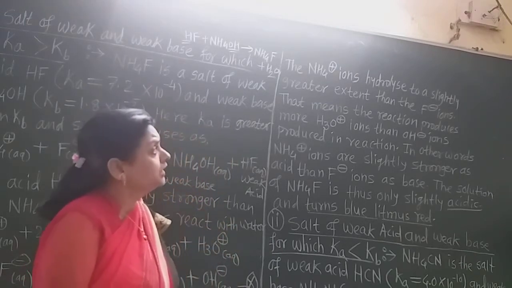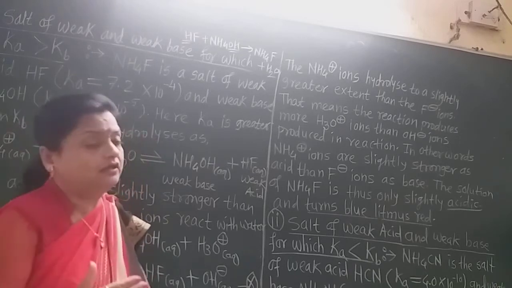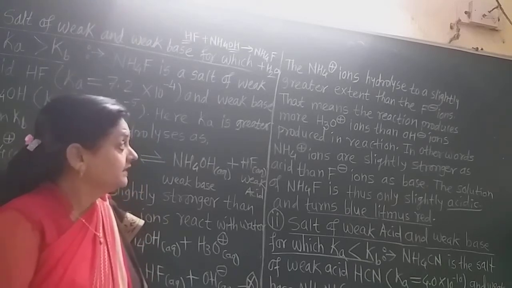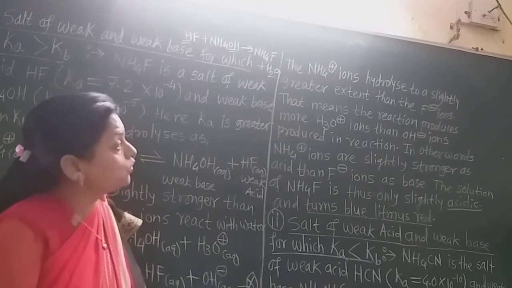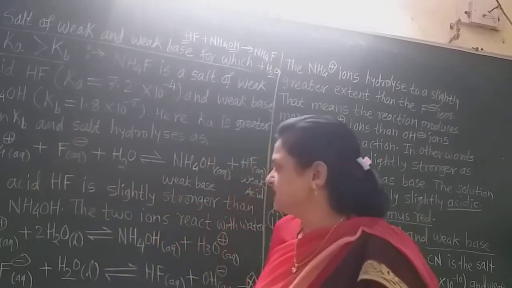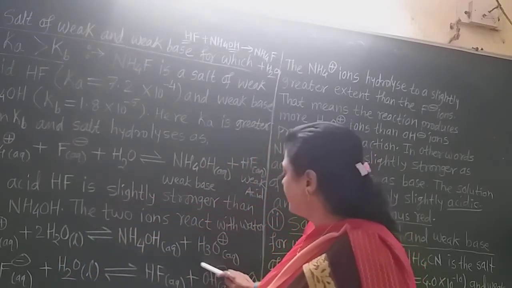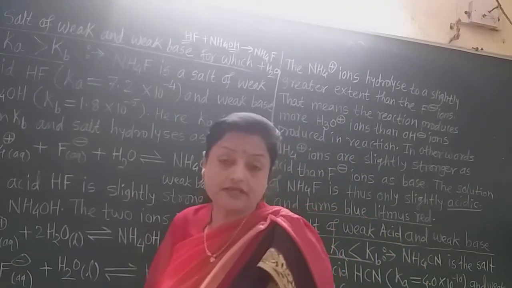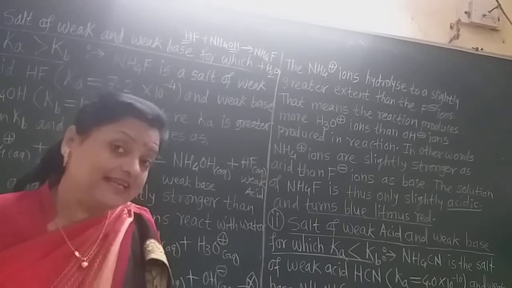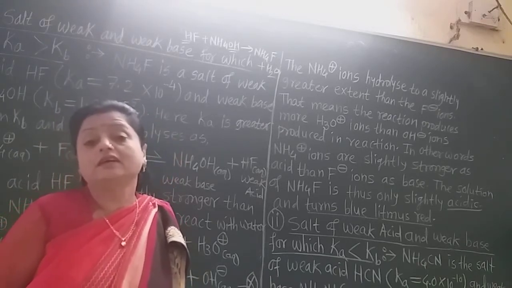We know that, and therefore NH4+ ions hydrolyze to a slightly greater extent than the F- ions. That means the reaction produces more H3O+ ions in this case. As NH4OH gets more and more hydrolyzed, there is more and more formation of this H3O+. H3O+ behaves as the H+ ion, and as there is an excess of H+ or hydronium ion, what will be there?